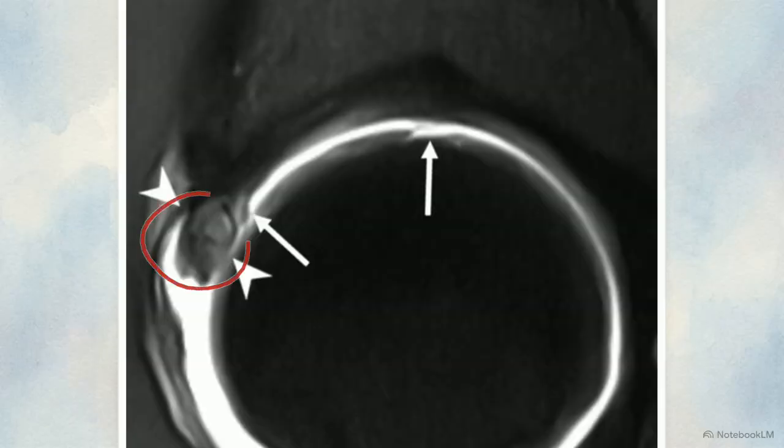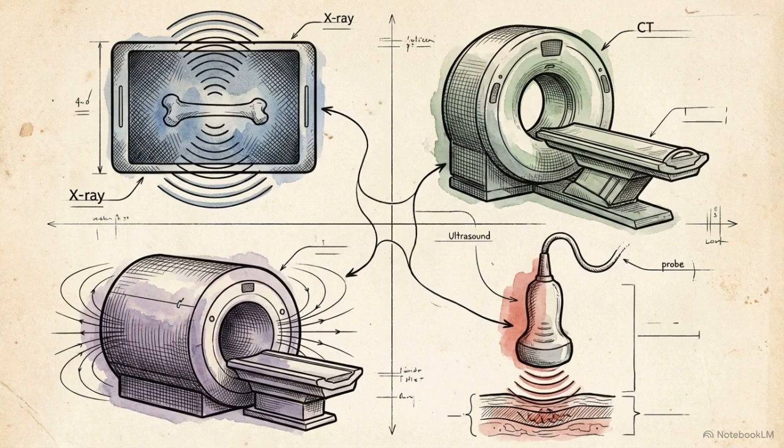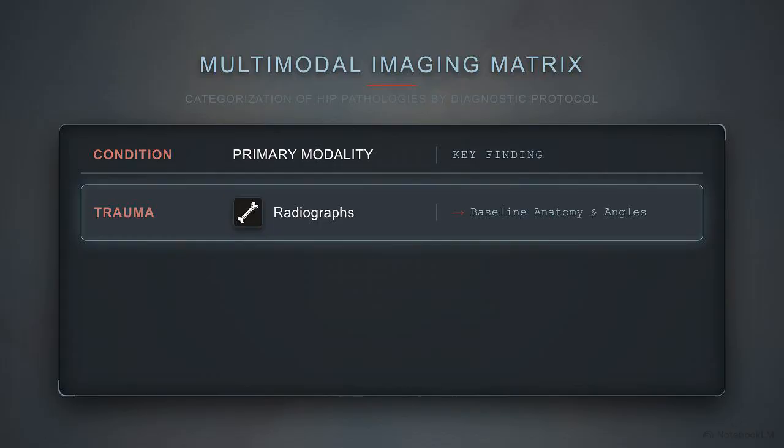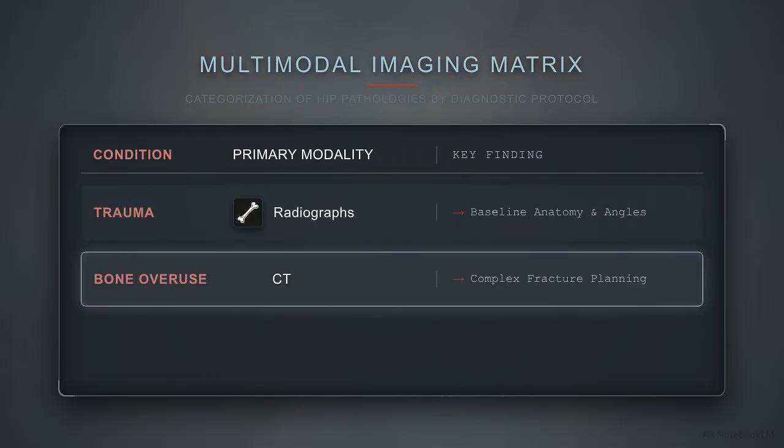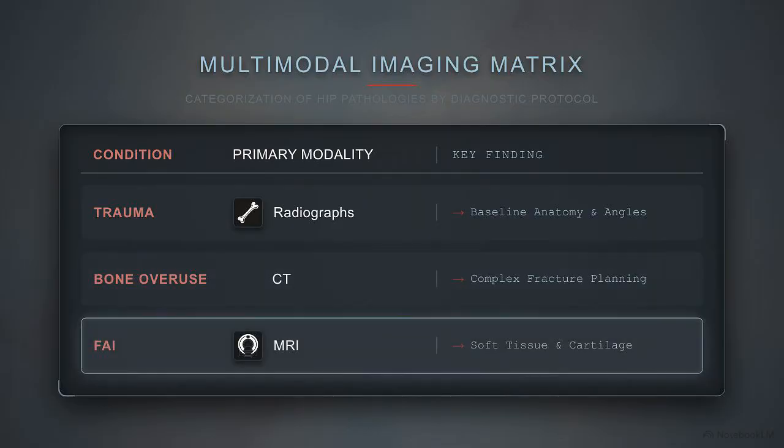This MRI arthrogram shows the result of advanced degeneration, severe labral hypertrophy, and extensive cartilage delamination, where the joint surface is physically peeling away from the bone. Intercepting this failure cascade requires strict adherence to a multimodal imaging framework. Conventional radiographs must always be the first line of assessment to establish baseline anatomy, alignment, and center edge angles. CT remains the standard for mapping complex bone fragments and providing the three-dimensional data needed for preoperative planning.